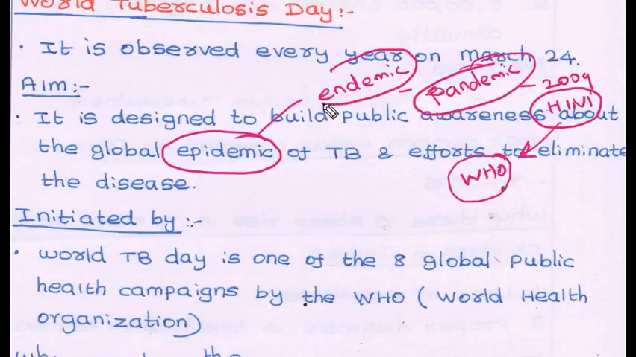Endemic means, in simple terms, if the disease is present in any one state in India, it is called endemic. Epidemic means the disease is found in 2 or 3 nations. Pandemic means the disease is present in many countries across different continents, and we call that disease a pandemic.